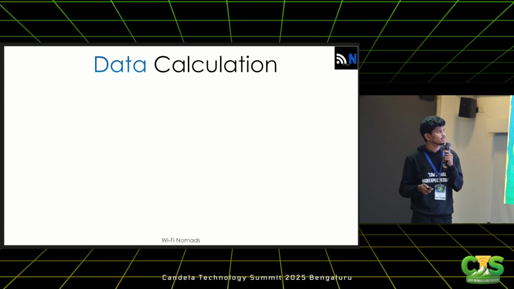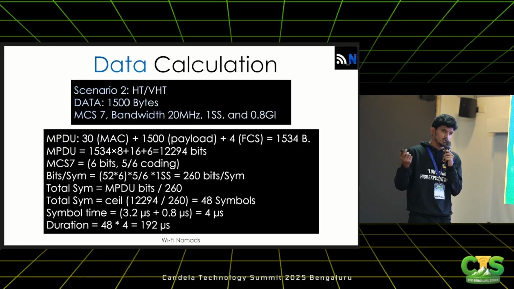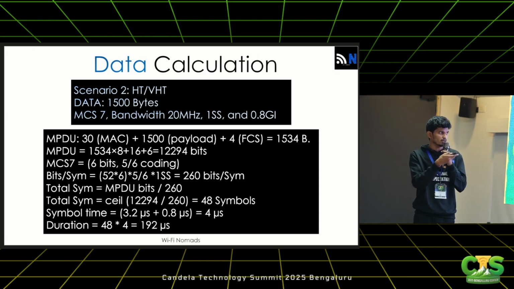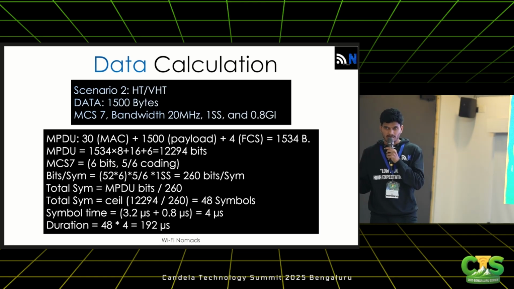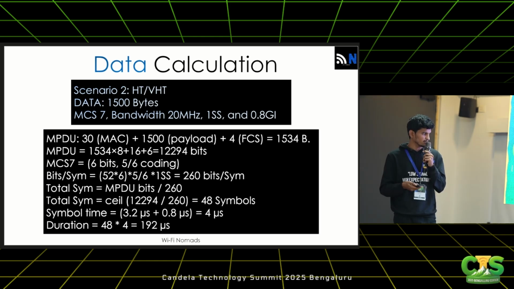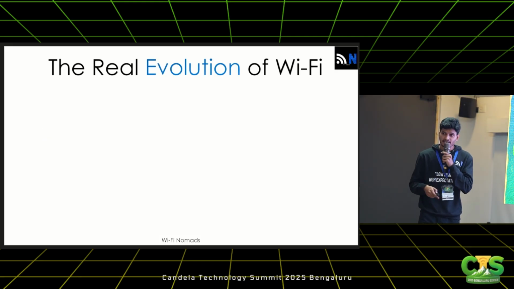The data calculation is similar, but the difference is that here we use MCS values rather than legacy data rates, and if you vary the bandwidth, then more subcarriers will be added. It is also similar in that we calculate the total bits, get the required symbols, then multiply. So yeah, here is an interesting part.